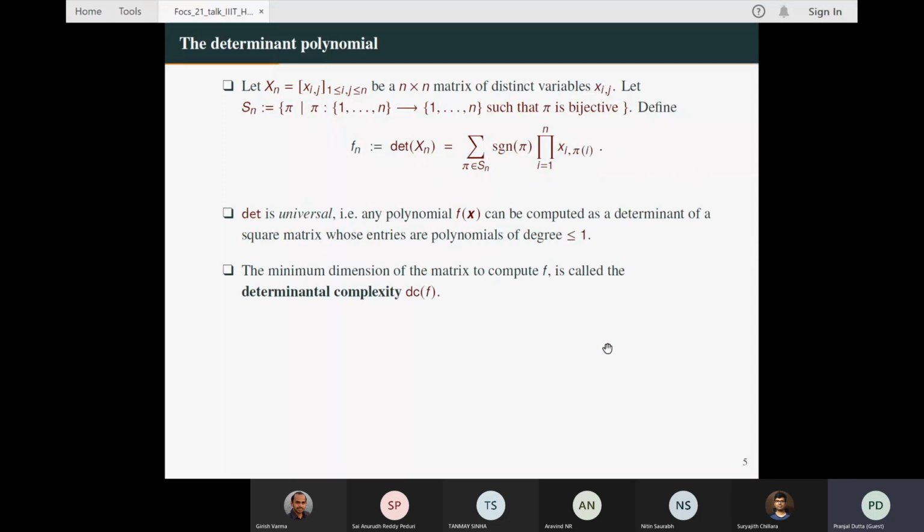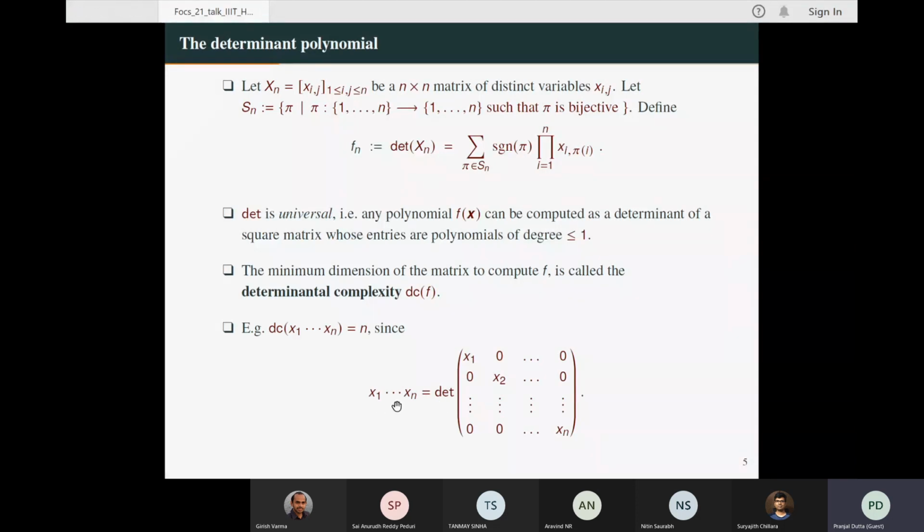And now the point is that since any polynomial f can be written as a determinant, there could be many determinants computing the same f. So you talk about the minimum dimension of the matrix. That we call determinantal complexity. Remember we talked about size, which is the size of the circuit, and the second measure we are talking about is determinantal complexity. And I'll give you an example.